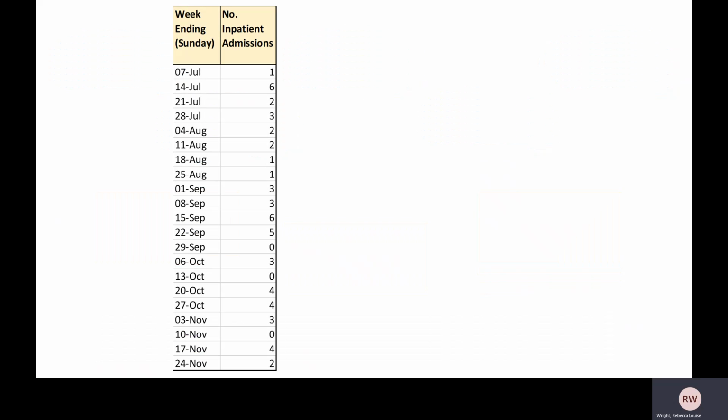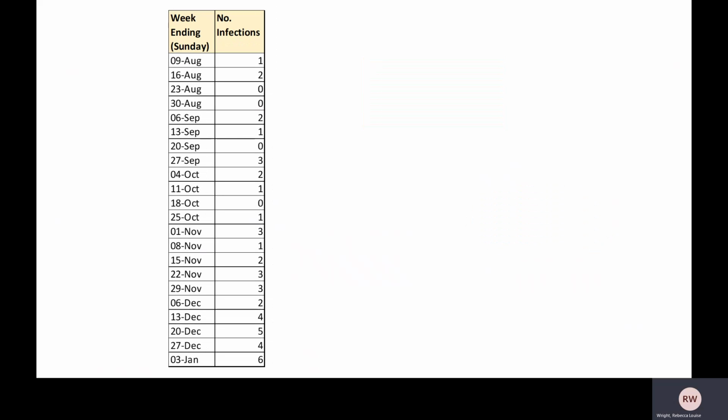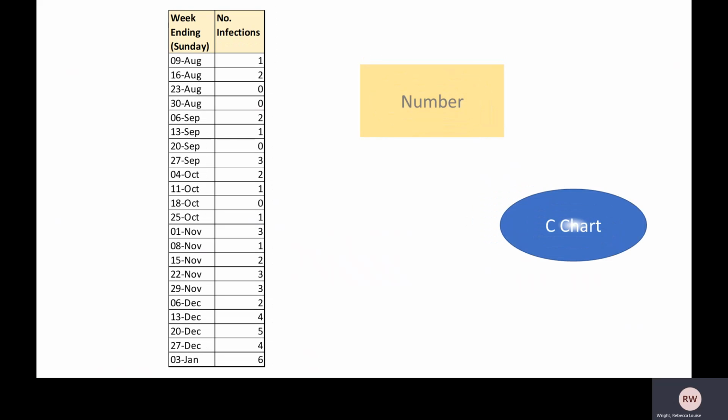So if we are looking at a continuous count of weekly admissions to a ward, for example, we will be collecting a whole number and we will use an I chart. If we are looking at a count of what we refer to as discrete data, a defect or something we do not want to happen, for example, infections on a ward, we are still collecting a whole number, but we will use the C chart.